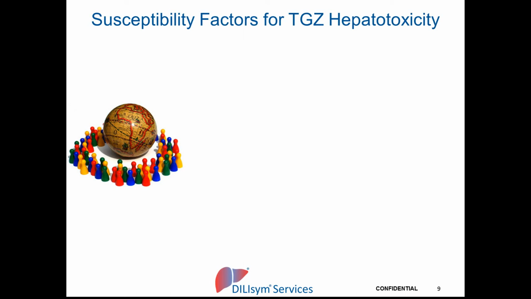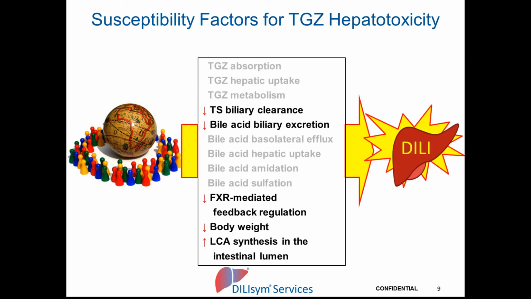injury, and relate that back to those particular parameters that were varied amongst that simulated population. And in doing so, we were able to determine some factors that really seem to indicate susceptibility to troglitazone hepatotoxicity. And these are listed here. So those in bold indicate that they could potentially be susceptibility factors. That includes the troglitazone sulfate biliary clearance. And that was the primary metabolite that was included in the simulations. Bile acid biliary excretion, FXR mediated feedback regulation, body weight, and LCA synthesis in the intestinal lumen.